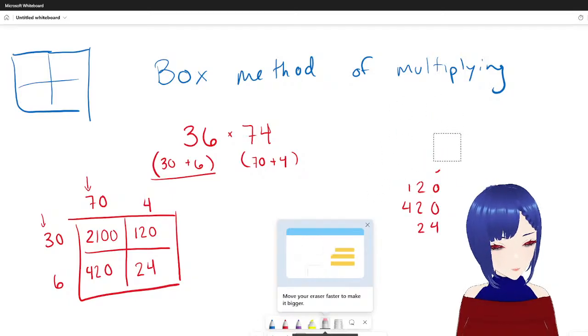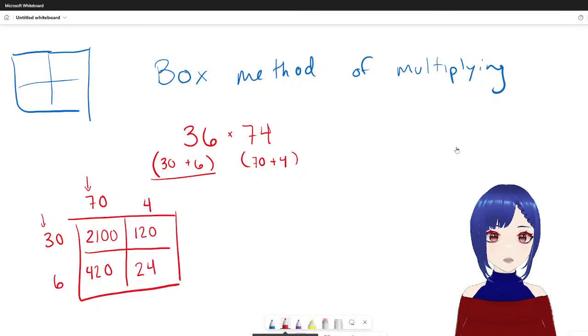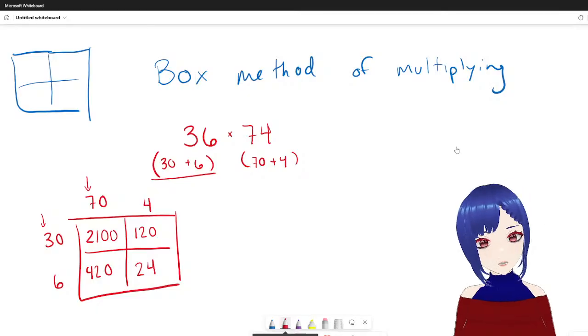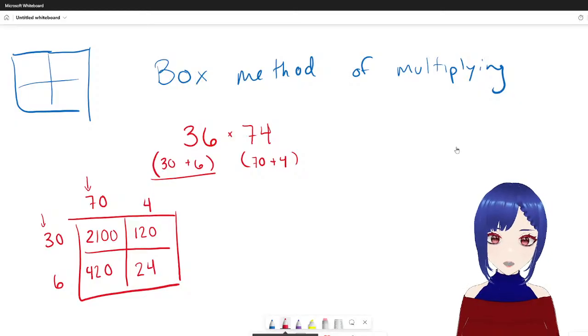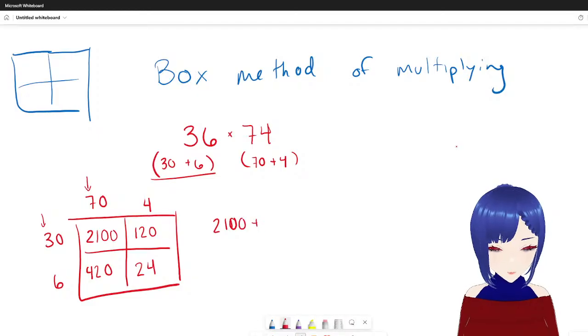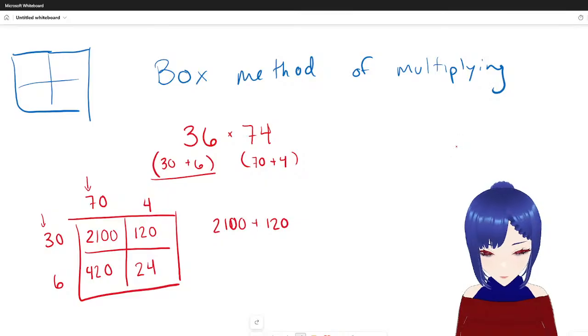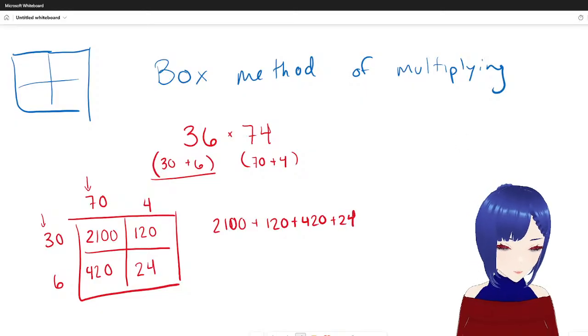So I'm gonna erase this. Then what you do with the box method is after we've done the multiplication and put it in boxes, we take those numbers out and we add them together. So I would do 2,100 plus 120, sorry, plus 420 plus 24.